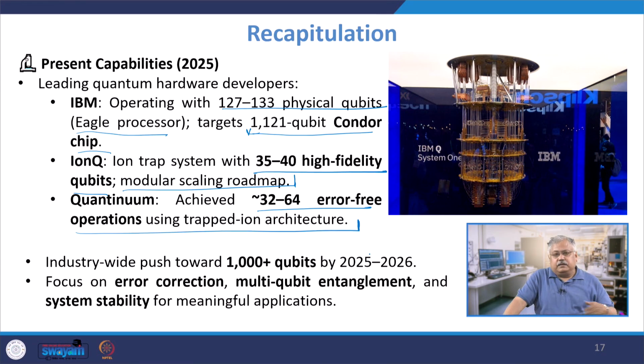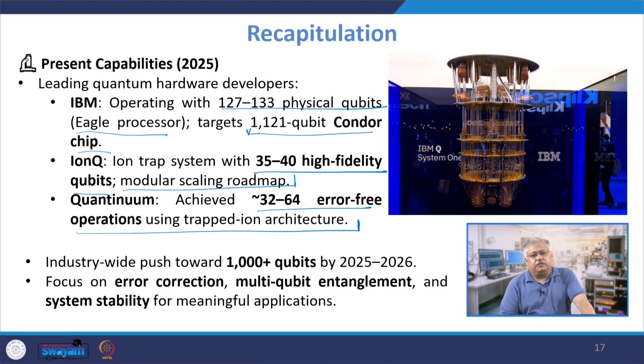Trap-time architecture, these are various architectures which are available for the qubit: superconducting, trap-time and transmon based and so forth. So, there is a push within the academia group and the industry towards 1000 plus qubits by 2025-26. Please understand this number is generally a rough candidate which everybody wants to achieve.